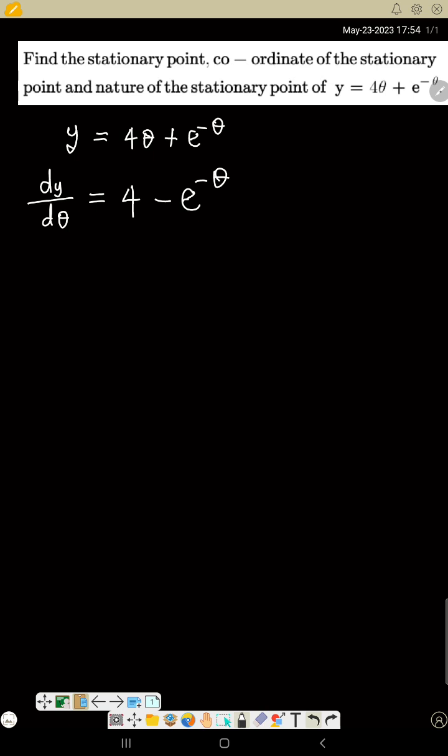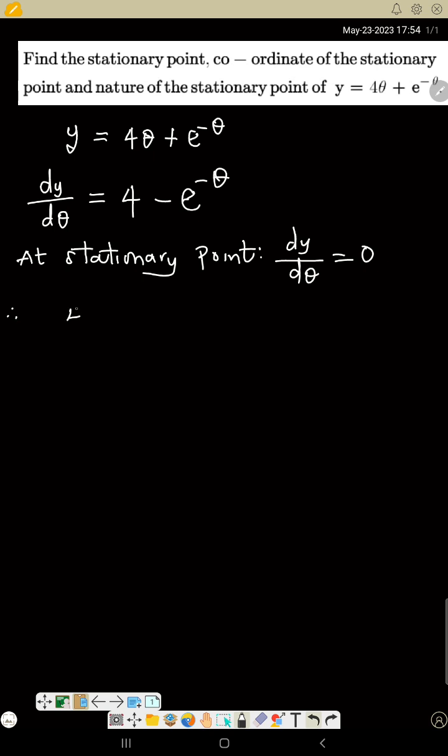So now at stationary points, a stationary point is a point where dy over d theta equals 0. So at the stationary point, dy over d theta equals 0. That means 4 minus e raised to power minus theta will be equal to 0. So we need to find theta. Collect like terms: e raised to power minus theta is equal to 4.